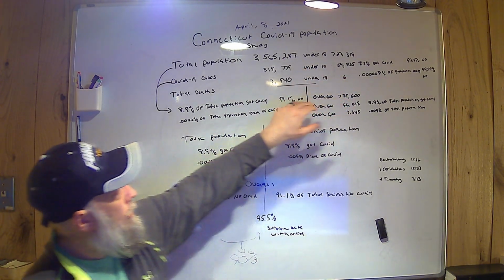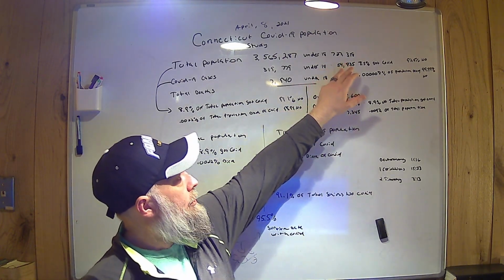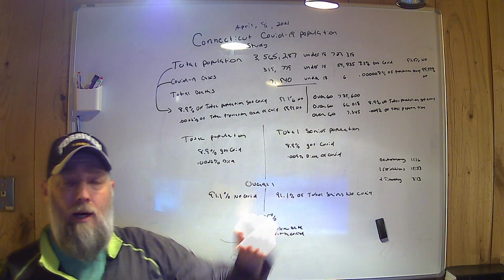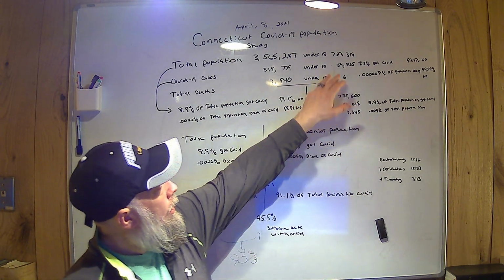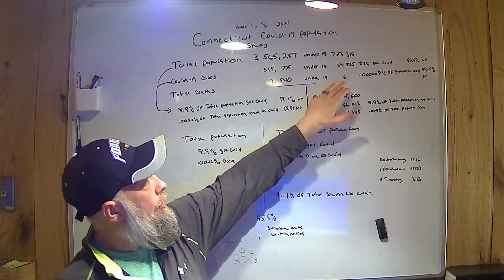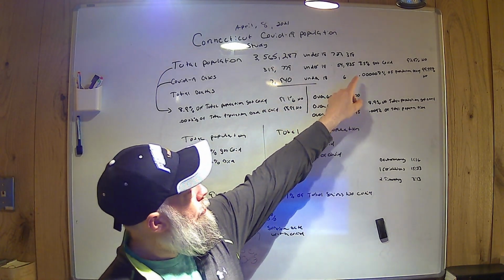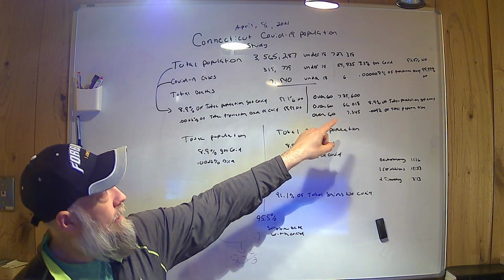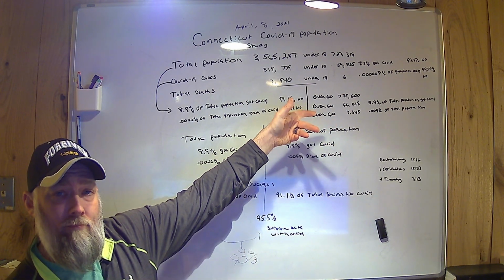Under 18 years old, there's a population of 727,318 kids under 18. Currently, case-wise, there's 54,835 cases. Now, that means 7.5% of the total population got COVID.